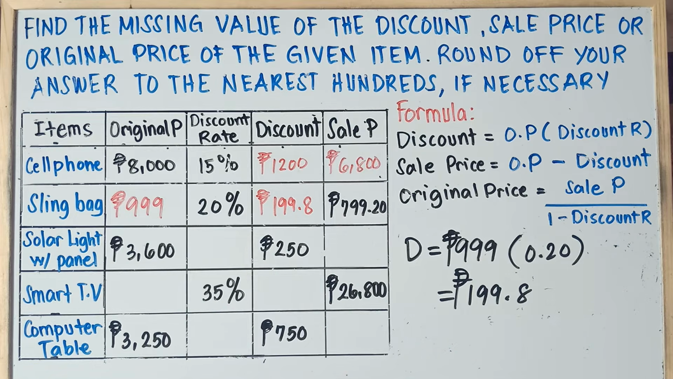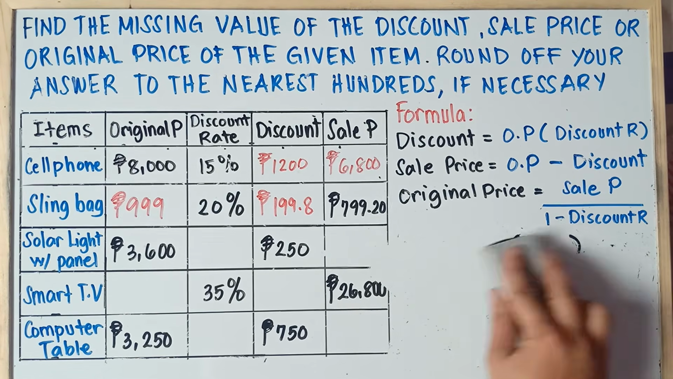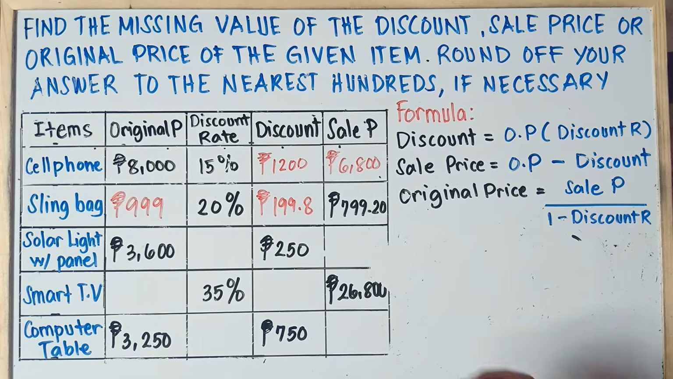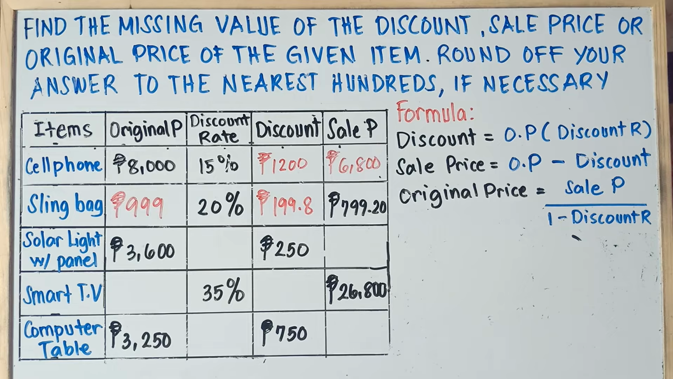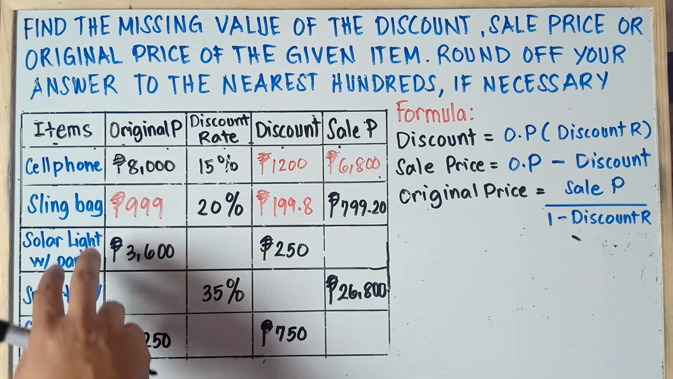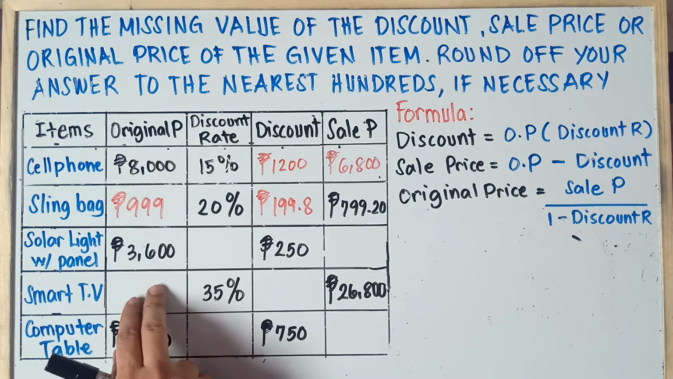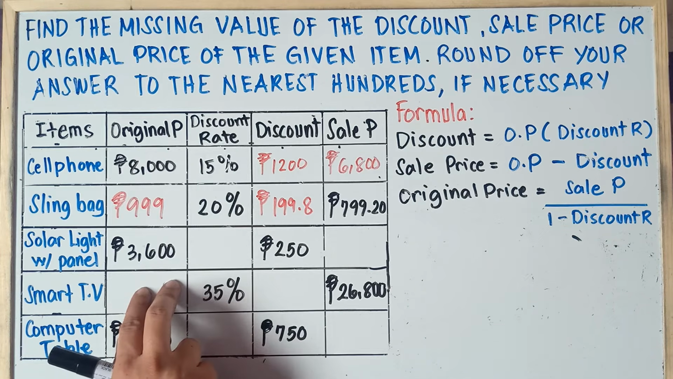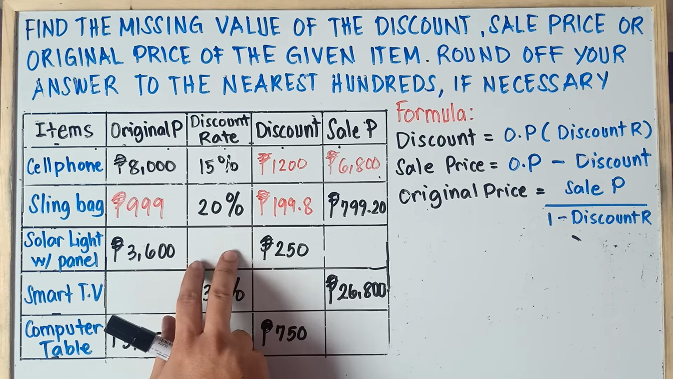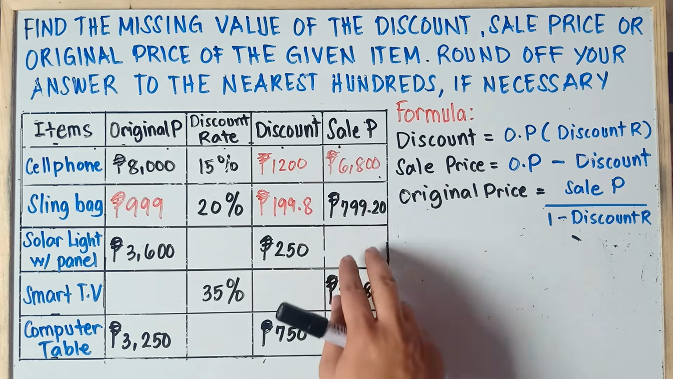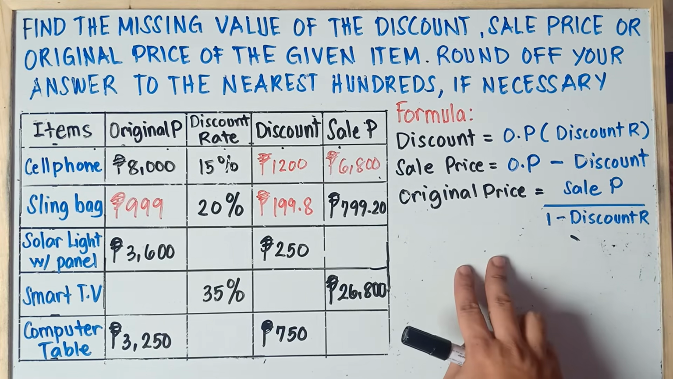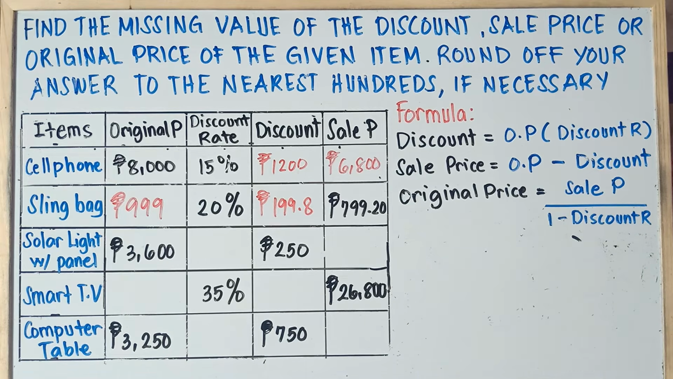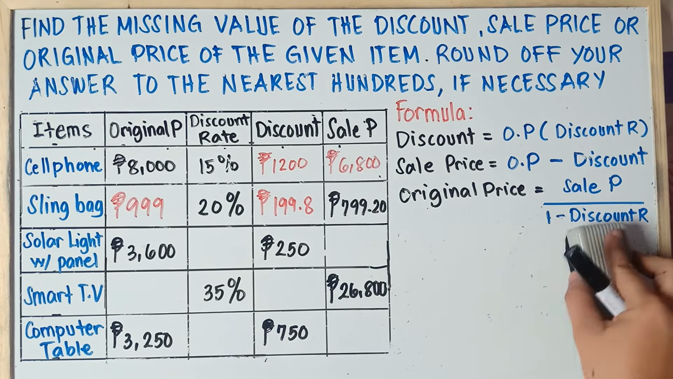Alright, so let's have example number 3. We have given 3,600. Once again, the item is a solar light with panel. Original price is 3,600. We don't have the discount rate. We have the discount, and we have the sale price. So do we have the formula, class, for the discount rate? Nope, we don't have the formula for the discount rate. So we need to formulate a formula.